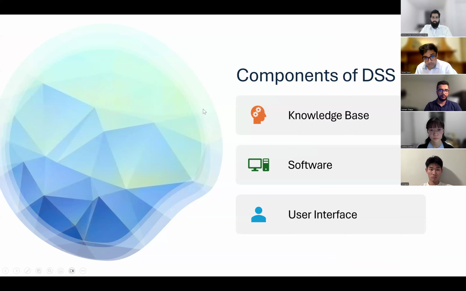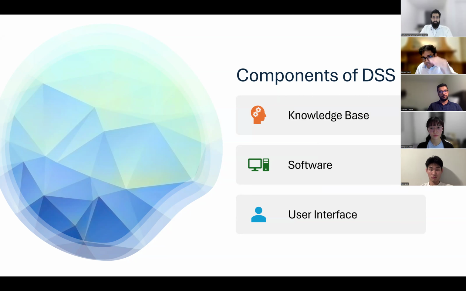So I'd like to move ahead with the next slide, where I would like to explain the components of DSS. DSS has three different components: the knowledge-based component, the software component, and the user interface component. The knowledge-based component stores all the information that you need from external sources, internal sources, and everything else that can help you evaluate and analyze this data to get to the point of decision making.